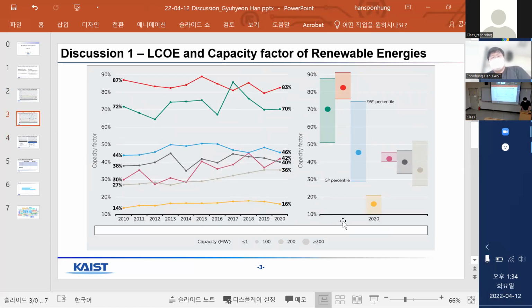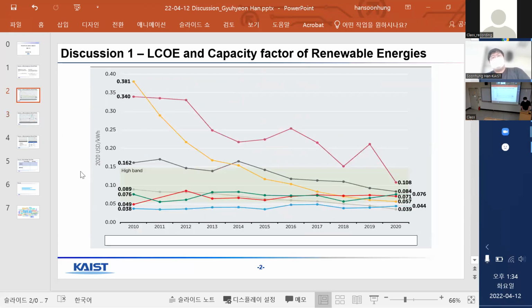And I think the technology hasn't changed for 10 years, so the cost, the different graph shows there is no change of cost. So I think the red one is geothermal.